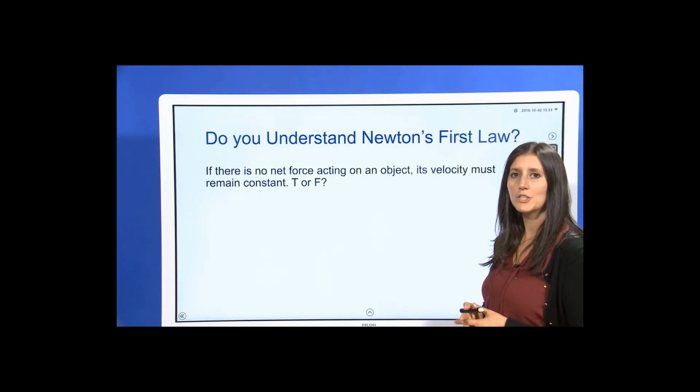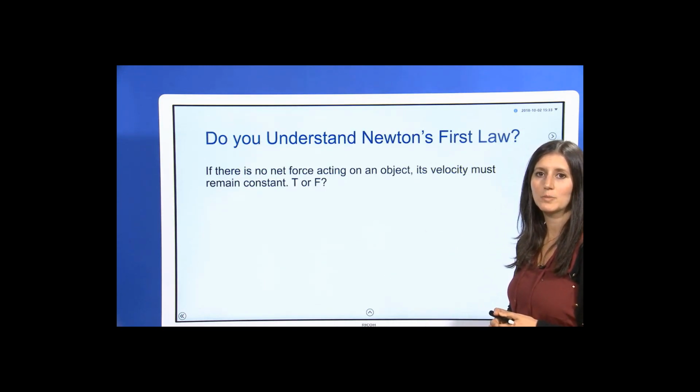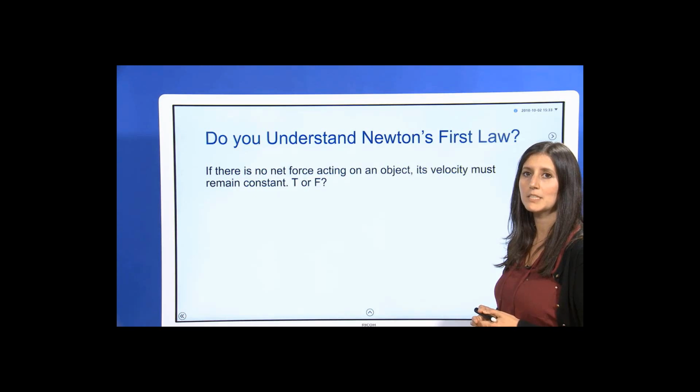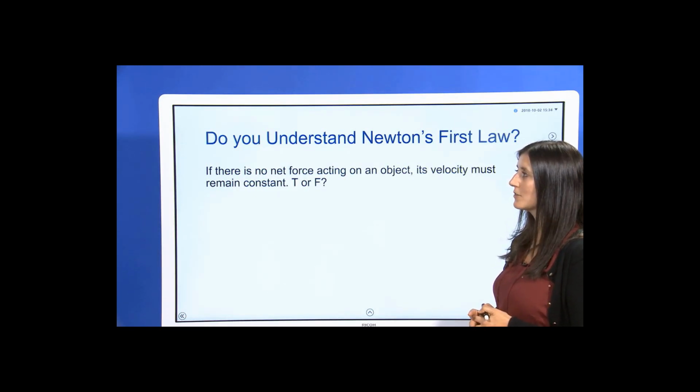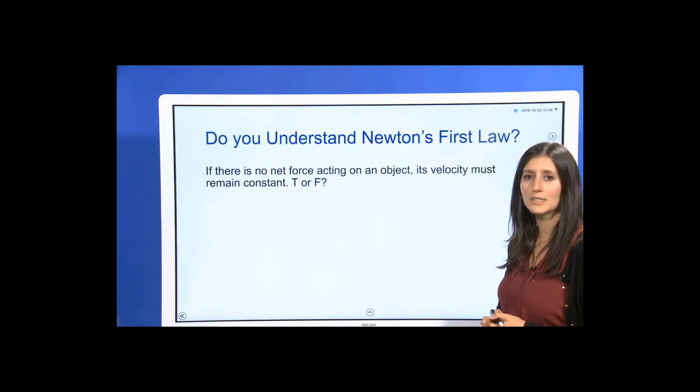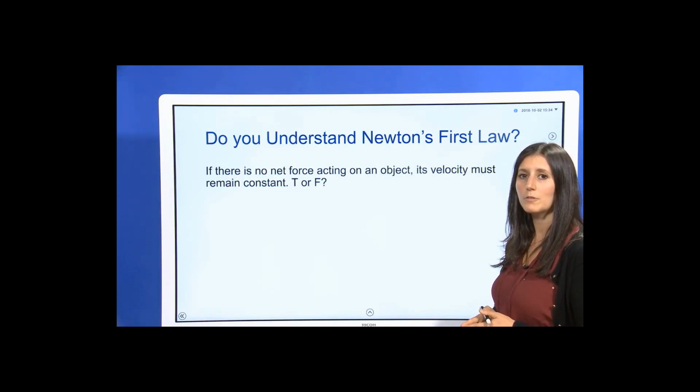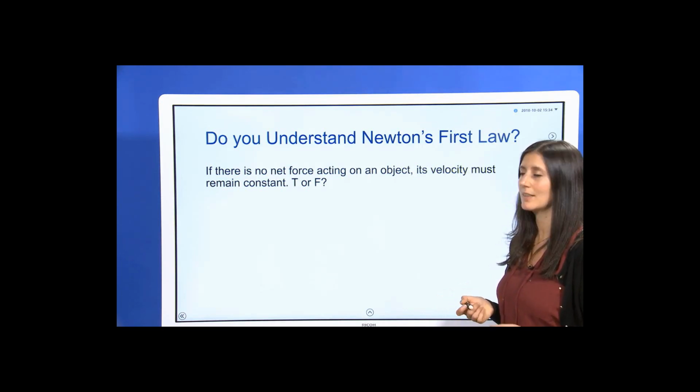Okay, so your net force is 0, which means all your forces cancel each other out and balance out. Next question. If there is no net force acting on an object, its velocity must remain constant. True or false? If there's no net force acting on the object, again, all of the forces are balanced out, so its velocity must be constant. That's correct.